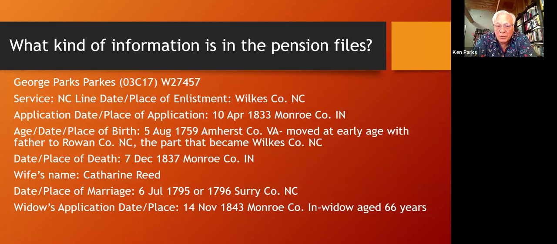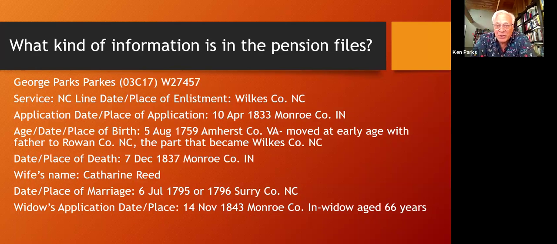The pension file number there is W27457, which indicates, the W indicates it's a widow's pension file. If it was the soldier himself, it would be an S in front of that. There's also a designation R, which means rejected, and those can be valuable as well, even though they were not able to prove their case to the satisfaction of the pension file board. Those application papers are still there. It doesn't mean that they were fraudulent or trying to make up things. It just means that they couldn't meet that sort of level of proof that the government wanted.